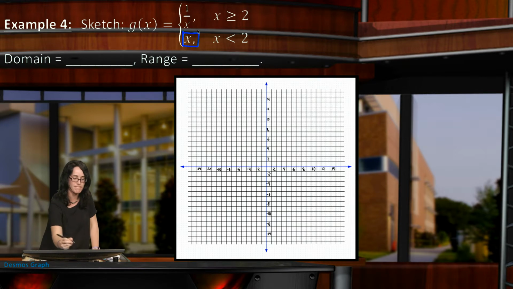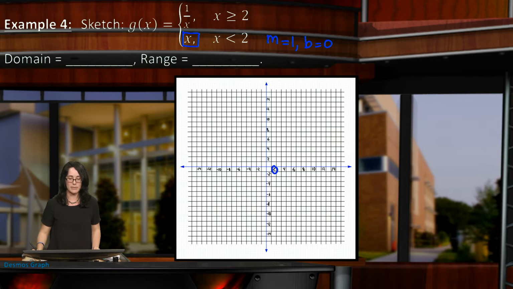The second piece is a line with a slope again of 1 and a y-intercept again of 0. But that line is only allowed to exist when x is less than 2. So we'll have to be very careful there. At x equals 2, that's where the change is potentially taking place. So we have a line there.